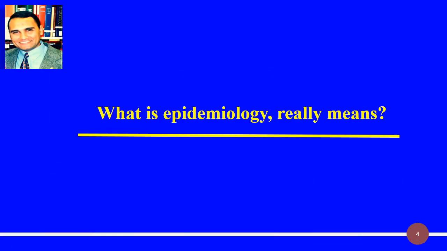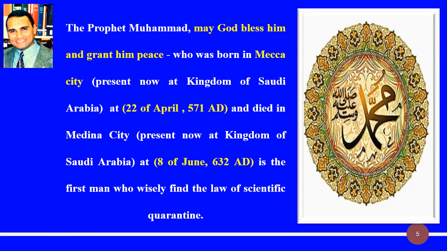What does epidemiology really mean? The Prophet Muhammad, may God bless him and grant him peace, who was born in Mecca city, present now in the Kingdom of Saudi Arabia, on 22 of April 571 AD, and died in Medina city, present now in the Kingdom of Saudi Arabia, on 8th of June 632 AD, is the first man who wisely found the law of scientific quarantine.